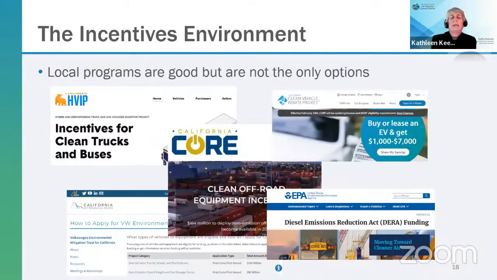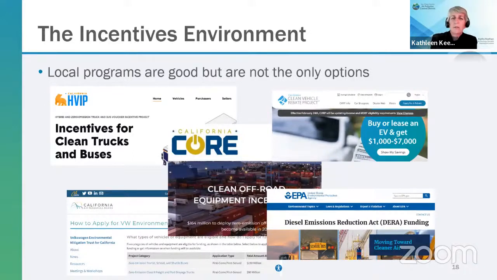Today's presentations outline the basics of incentive programs the district administers. We are, of course, not the only agency that provides incentives for clean air. This year's state budget contains millions of dollars in incentives for zero emission vehicles and equipment in California. We expect some of that funding to come to the Air District, but many of the programs are administered through state programs such as HVIP, CORE, and Clean Vehicle Rebate Program.